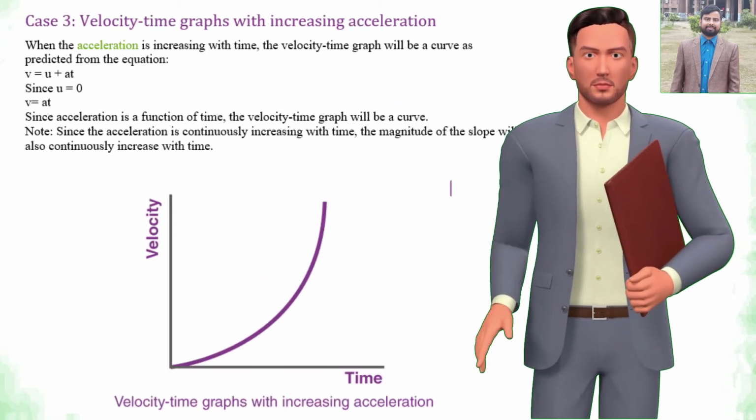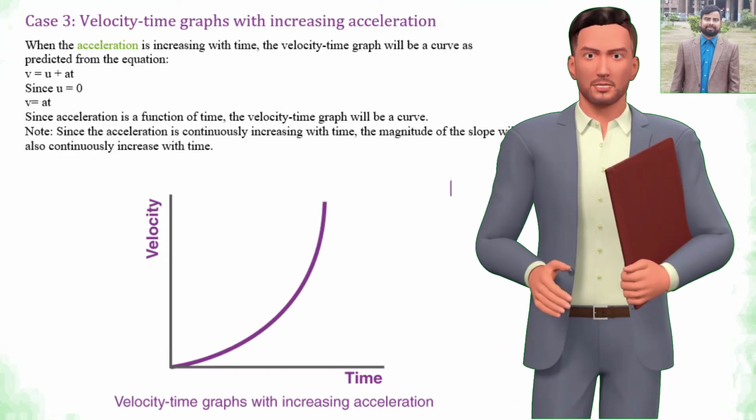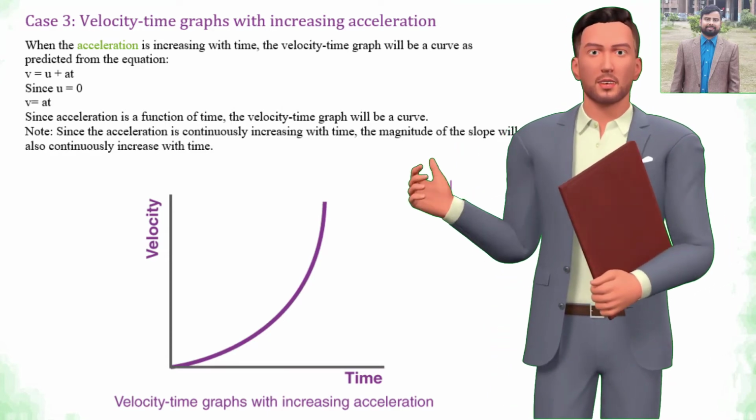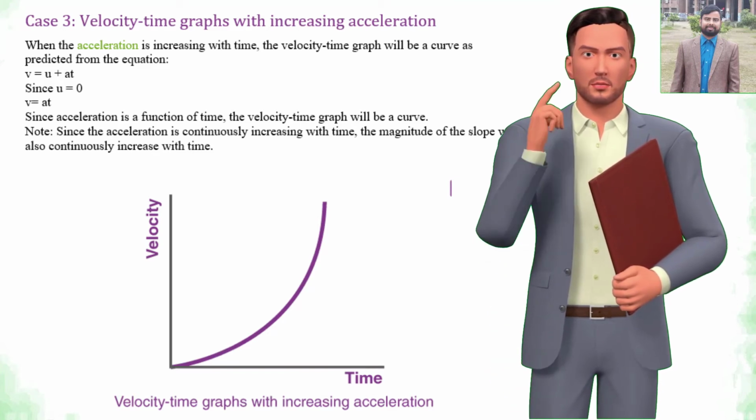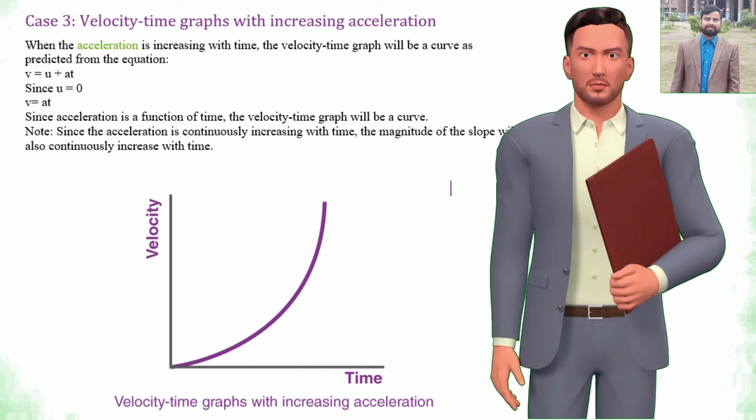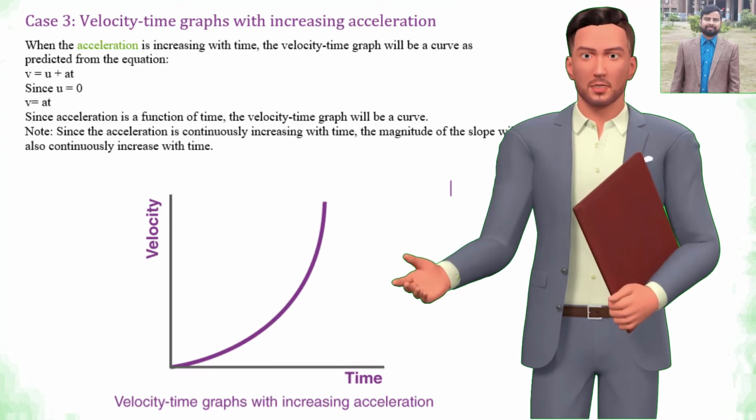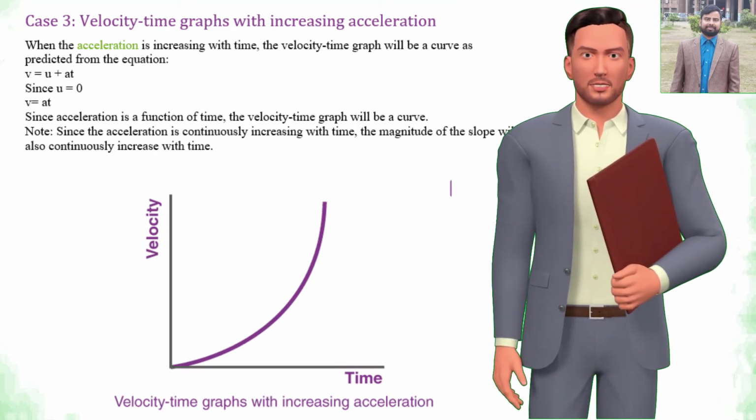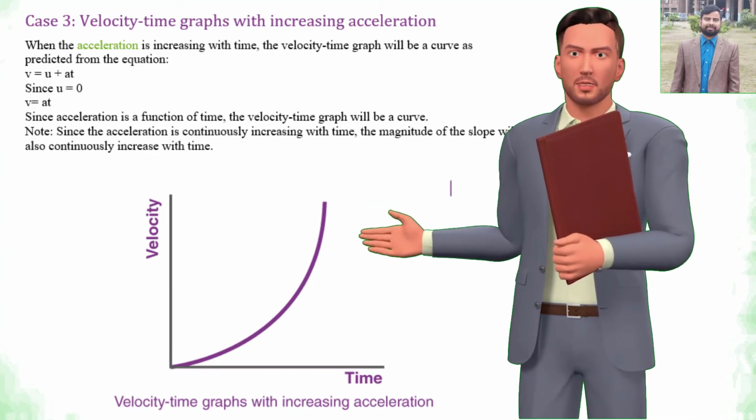Case 3. Velocity-time graphs with increasing acceleration. When the acceleration is increasing with time, the velocity-time graph will be a curve, as predicted from the equation v equals u plus at. Since u equals 0, v equals at. Since acceleration is a function of time, the velocity-time graph will be a curve. Note, since the acceleration is continuously increasing with time, the magnitude of the slope will also continuously increase with time.